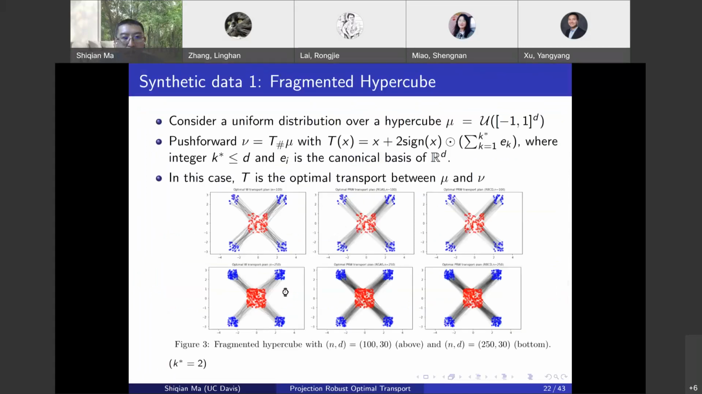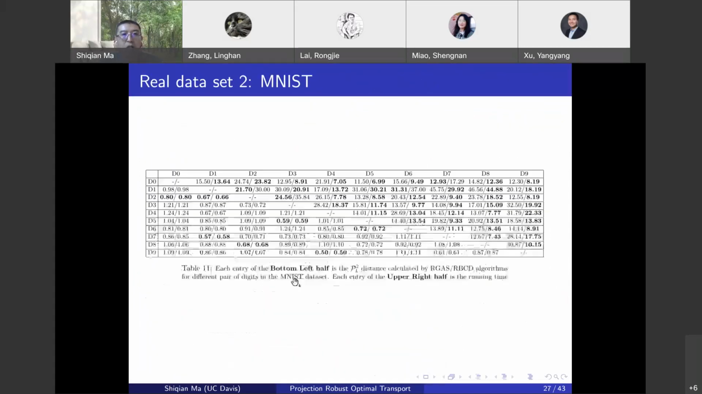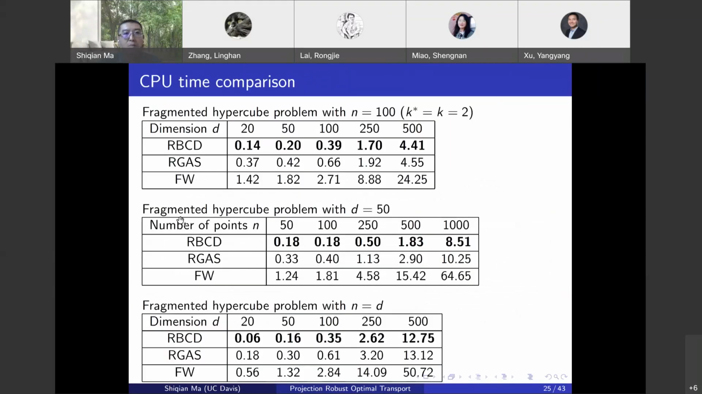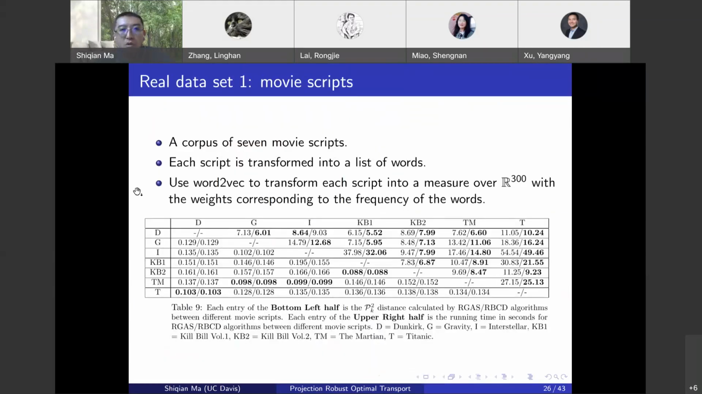Okay, let me continue. In this part, I want to show you some real data. Here we have a corpus of 7 movie scripts. For each movie, it has some scripts, and you can think of them as forming a probability distribution. The scripts contain a lot of words, and those words can be viewed as sampled data from the probability distribution.